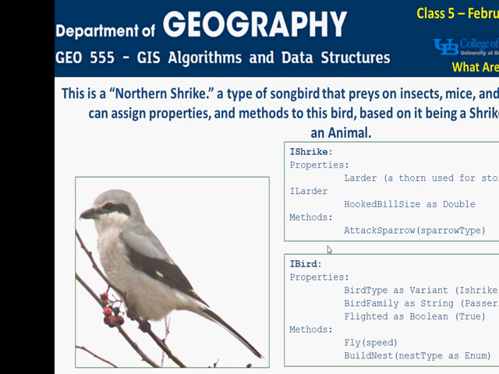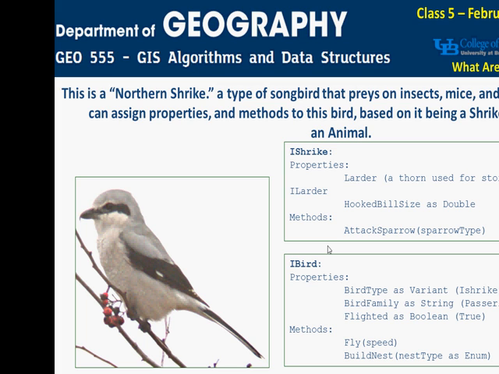It's also an animal. So we can look at this thing here 3 different ways. You can look at it as an animal. You can look at it as a bird, or specifically as a shrike. And so if you have this property larder, the thorn of dead mice, that's the only bird that does that. There's 10,000 other types of birds in the world that don't do that.